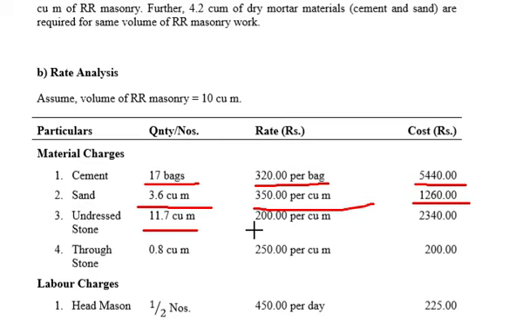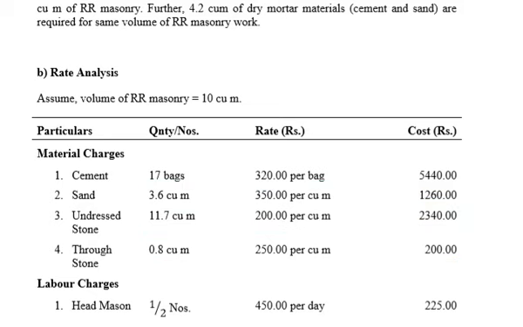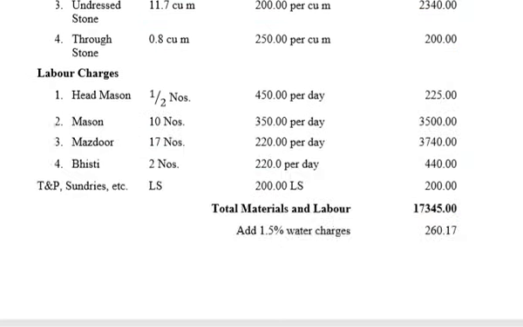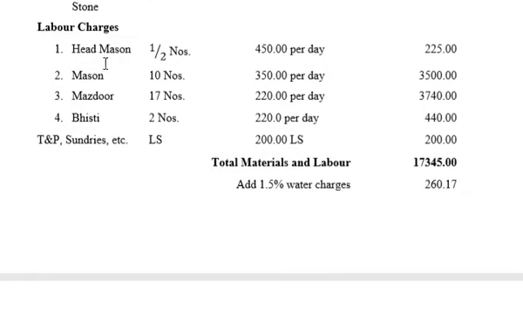One bag of cement contains 0.0347 cubic meter. So for 0.6 cubic meter of cement, the number of bags required is 17. You have to divide this quantity, 0.6 divided by 0.0347, and you get 17 bags. At 320 per bag, that is 5440 Indian rupees.